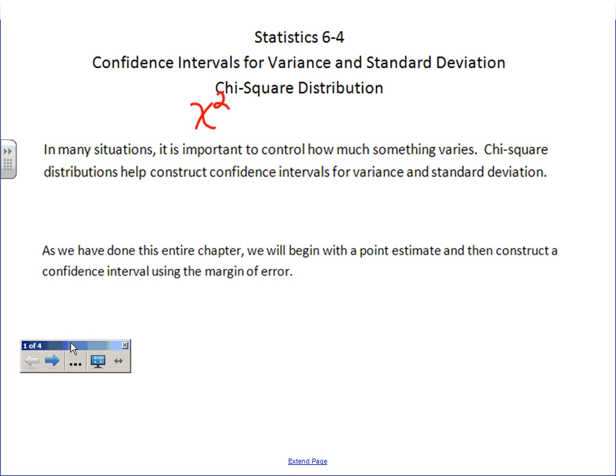Okay. And so I think we can agree with this statement. In many situations, it's important to control how much something varies, especially in production or various businesses. It's very important, supply and demand. If we can control some of that or know how that's going to go, we're going to be much better off. And the chi-squared distribution helps construct those intervals for us for variance and standard deviation. And we're going to eventually do this same thing that we've been doing. We're going to find some point estimate for it, and then we're going to go plus or minus some error, and that's going to be our interval. So that part really doesn't change. How we get there does. Getting that actual confidence interval is a little bit complicated, and so we're going to save that for tomorrow. Today we're just going to hopefully understand the chi-square distribution.